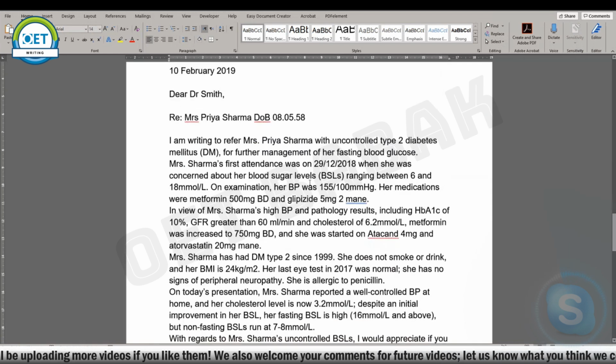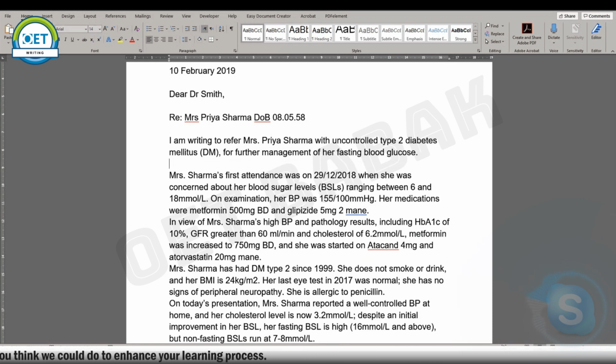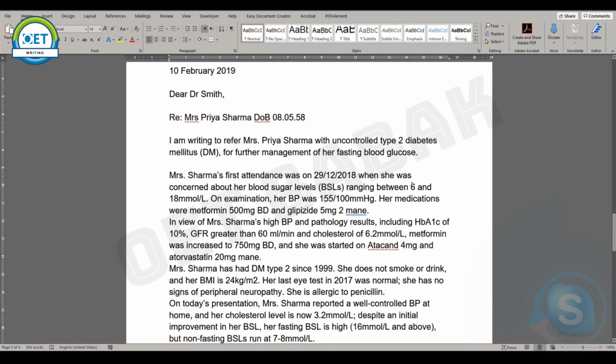Okay, the other one. "I'm writing to refer Mrs. Priya Sharma with uncontrolled type 2 diabetes mellitus for further management of her fasting blood glucose." So here she has said fasting. "Mrs. Sharma's first attendance was on 29th of December when she was concerned about her sugar levels ranging between 6 and 18. On examination, her BP was high, her medications were metformin and glipizide."